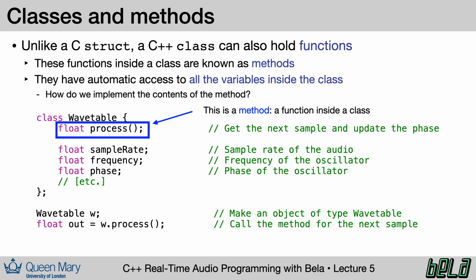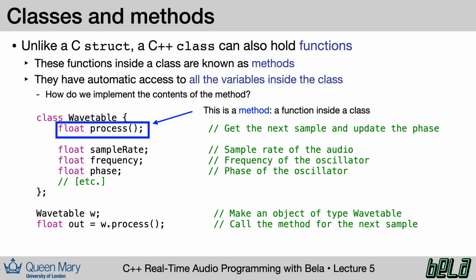If we declare a wavetable object called w, we can run the method by calling w.process. And the method called process will have automatic access to sample rate, frequency, phase, and any other variables that were declared inside the class. And again, if we had multiple objects of this class, then each object would be working with its own copy of those variables.